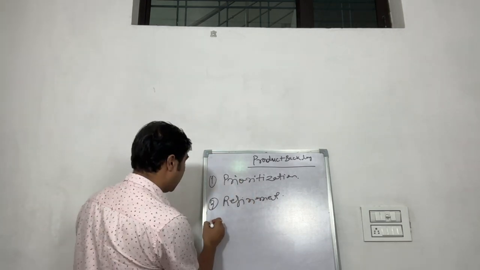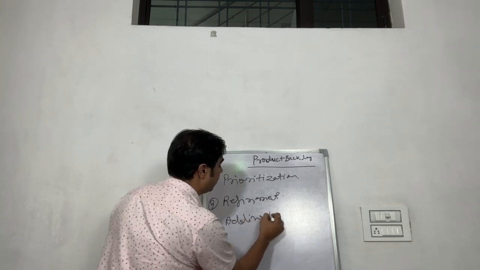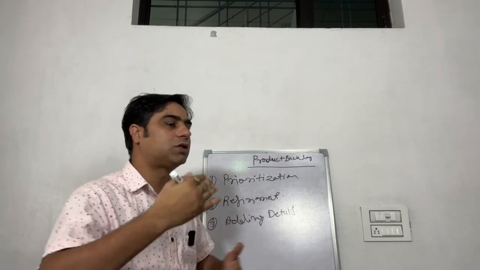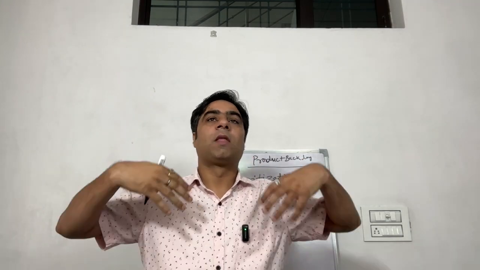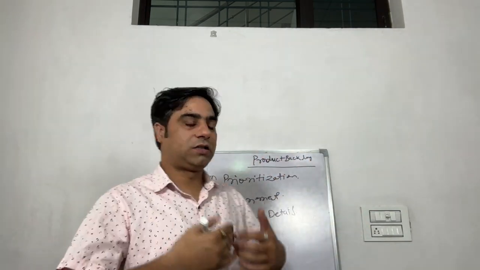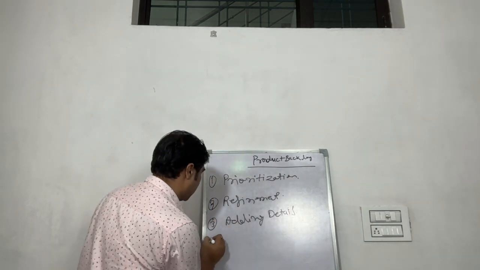Okay, now third is adding details. Adding details means, let's suppose for some of the user stories you did not add the details. You just keep adding information as much as possible. This will help you to estimate the user stories and everything. So you need to take care of these things.